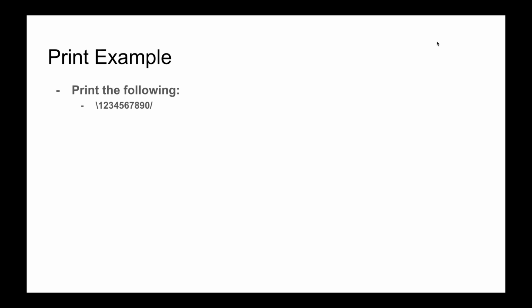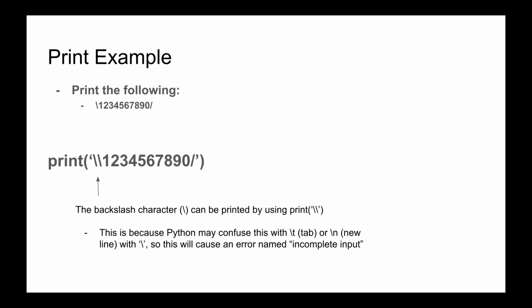Finally, we have backslash 1, 2, 3, 4, 5, 6, 7, 8, 9, 0 slash. The hidden rule for this problem is as follows. The backslash character can be printed by using two backslashes. This is because Python may confuse this with backslash tab or backslash n with just a single backslash.